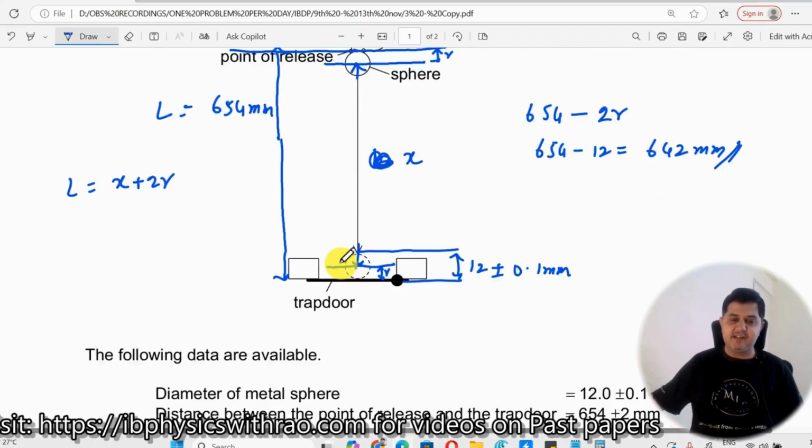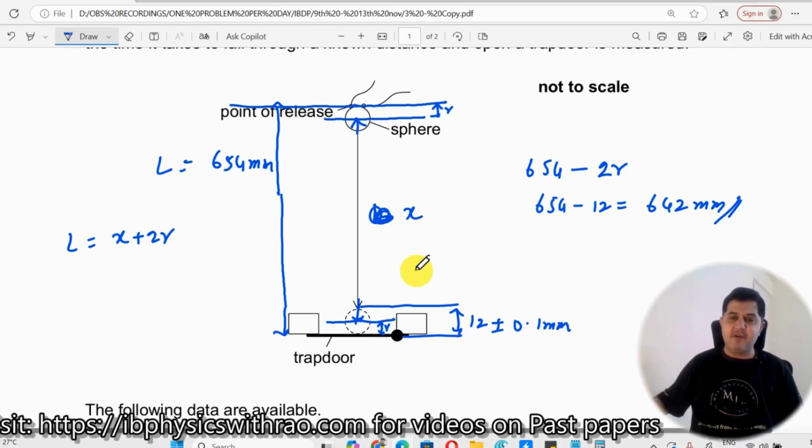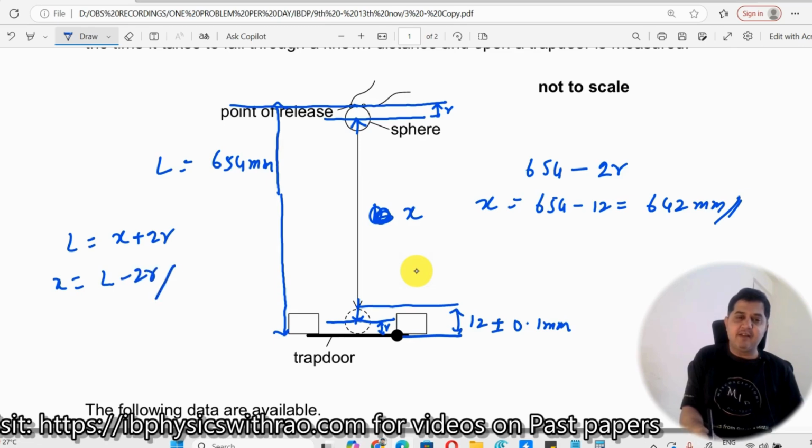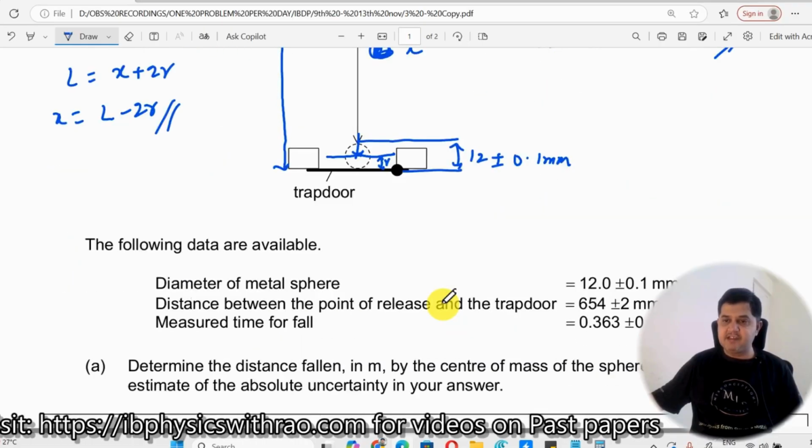Now what has been asked? Determine the distance fallen in meters by the center of mass of the sphere, including an estimate of the absolute uncertainty. Now what have we found? We have found the value of X. It means X equals L minus 2R is what we have got. Right, here we have got the value of X equal to L minus 2R, which should be 654 minus 12, which is 642 millimeter.